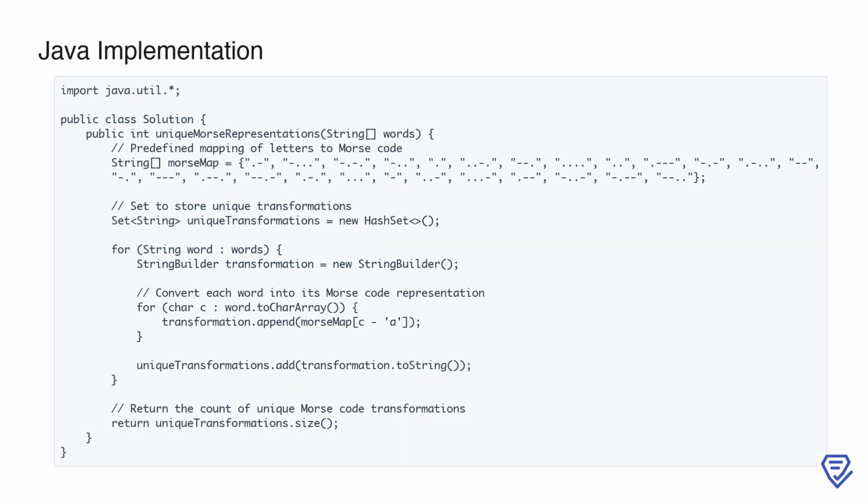This is the Java implementation for LeetCode problem number 804, unique Morse code words. The logic mirrors the Python implementation, converting each word into its Morse code representation using a predefined mapping. Java-specific elements include the use of a hash set to store unique transformations and type declarations for variables. The solution iterates through each word, constructs its Morse code equivalent, and adds it to the set to ensure uniqueness. Finally, the size of the set is returned as the result.